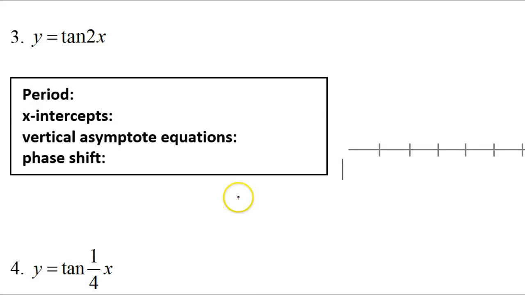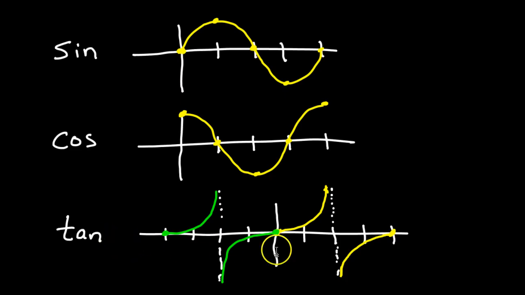In this video, we are going to continue practicing the graphing of tangent functions, and these next couple of problems are going to involve a different b value, so the period is going to change. So quickly, let's remember the basic look of the tangent function.